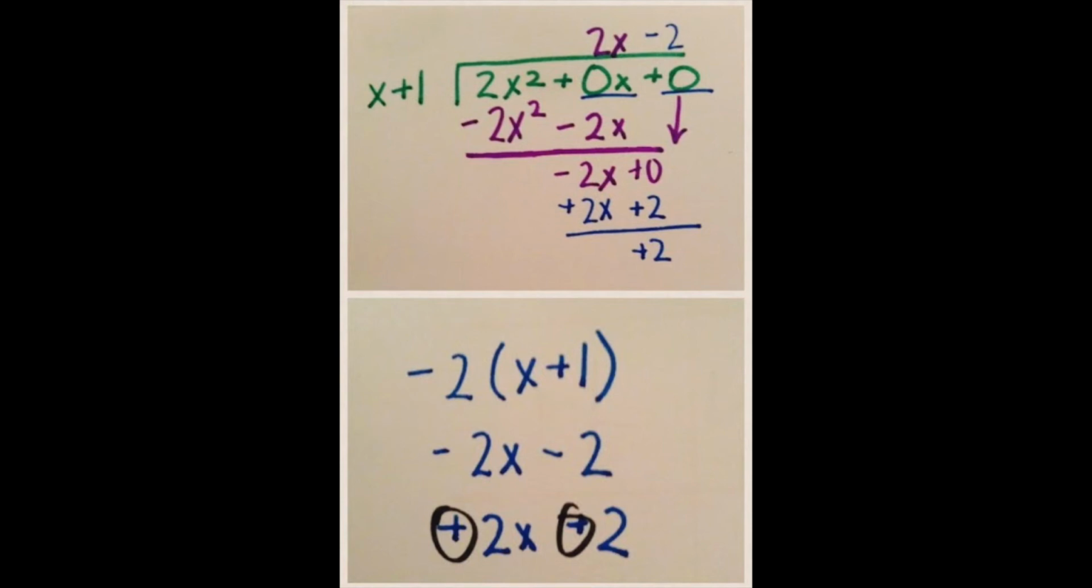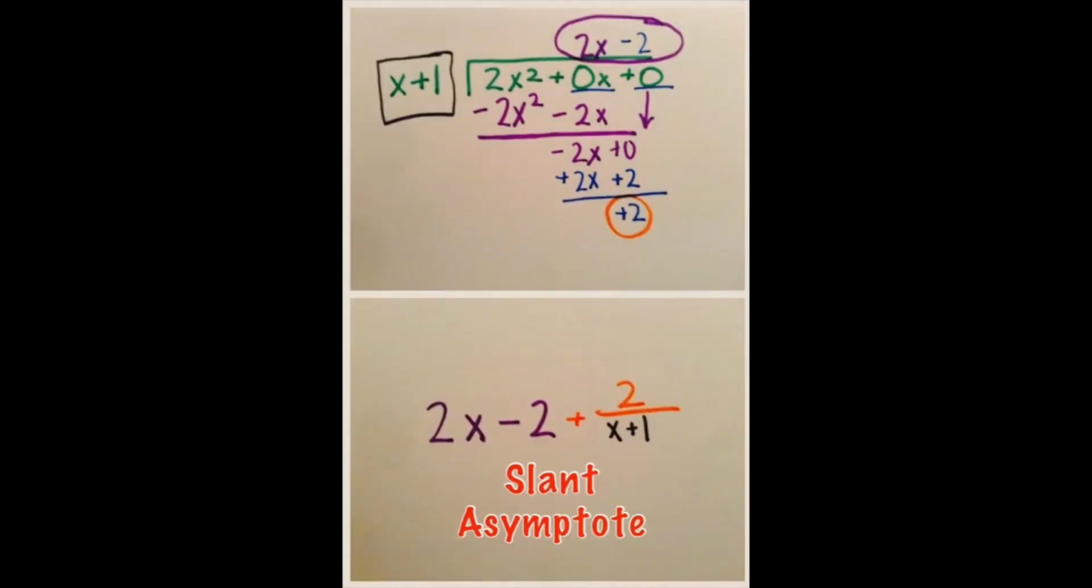What can you multiply x plus 1 by in order to get negative 2x? Negative 2 times x plus 1 equals negative 2x minus 2. Be sure to change the sign. Your quotient 2x minus 2 will be part of your slant asymptote. You have a remainder of positive 2, which now becomes your new numerator, and your divisor x plus 1 will remain as your denominator.